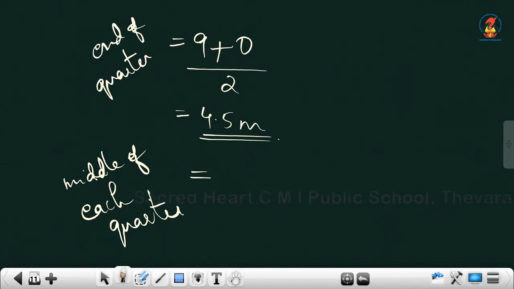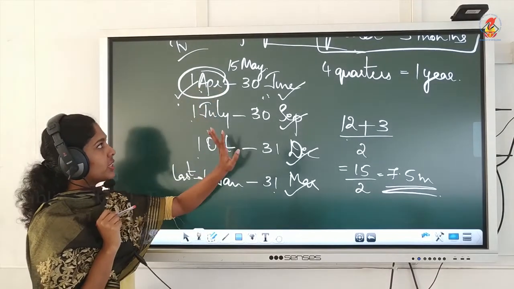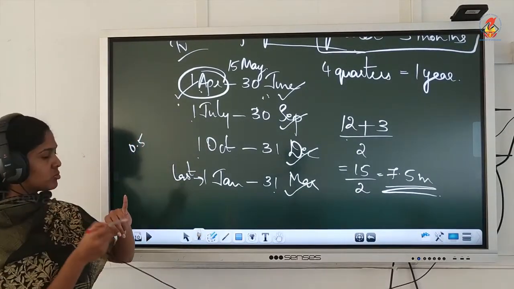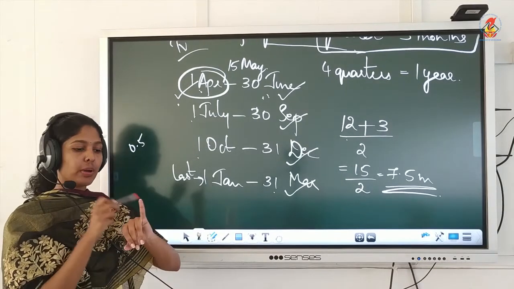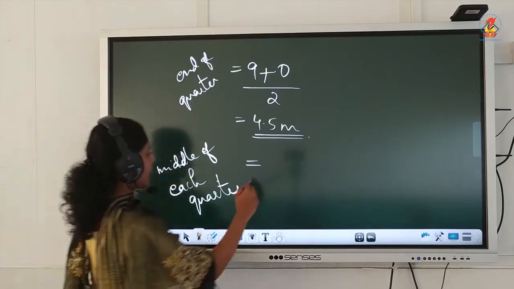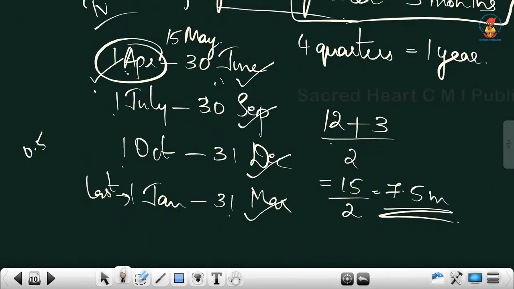So middle of each quarter, the first withdrawal will be on 15th of May. After that, how many months do we have? Half of May we have. Then from June, July, August, September, October, November, December, January, February, March. So it is 10 plus 0.5, 10.5. Plus the last withdrawal will be on 15th of February, middle of each quarter. This is the last quarter and middle of this quarter is 15th February.